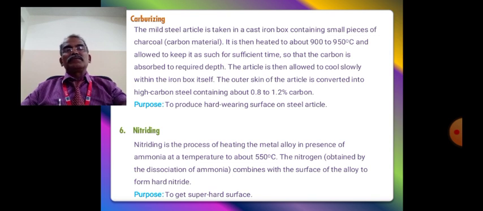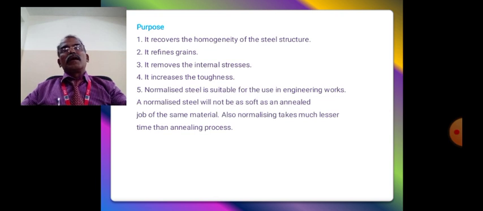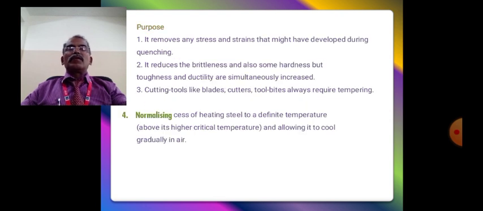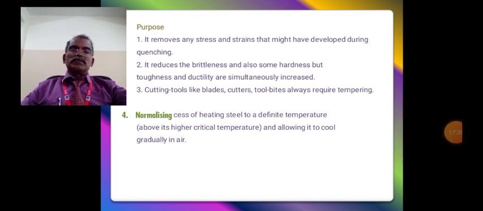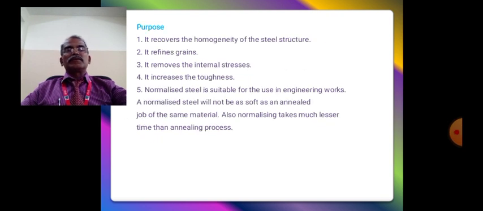So we have seen six processes: annealing, low temperature annealing and high temperature annealing, then tempering, hardening, normalizing, carburizing, and the last one, nitriding. Okay, that's all about today's class.